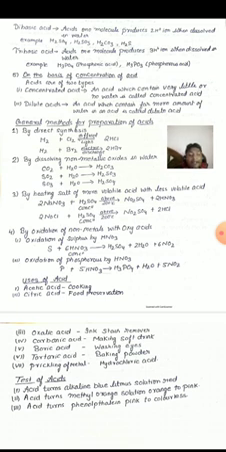Next we come to the test of acids. All acids turn blue litmus solution red. All acids turn methyl orange solution orange to pink. And all acids turn alkaline phenolphthalein solution pink to colorless.